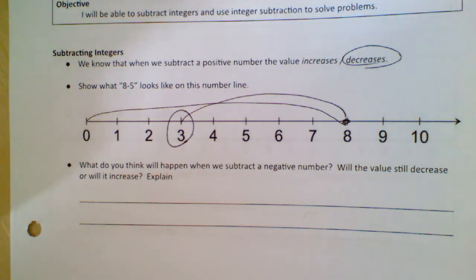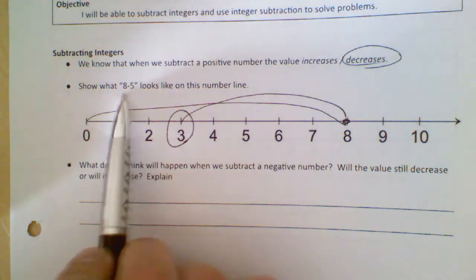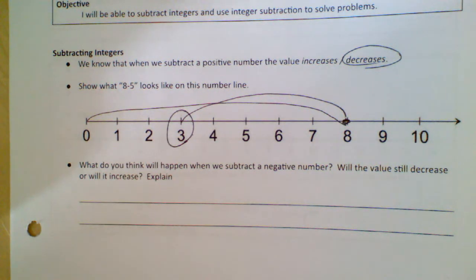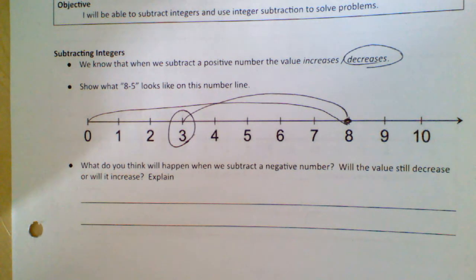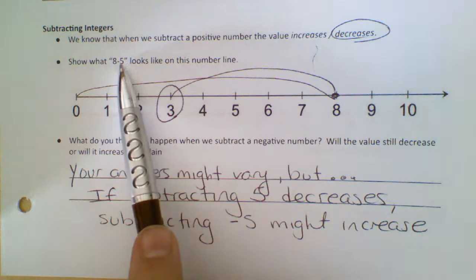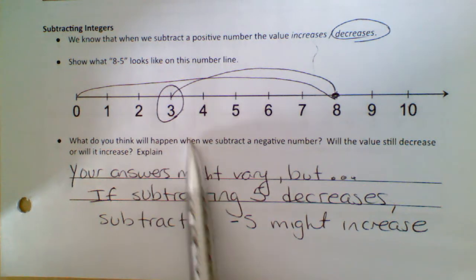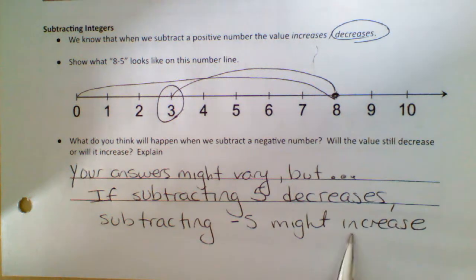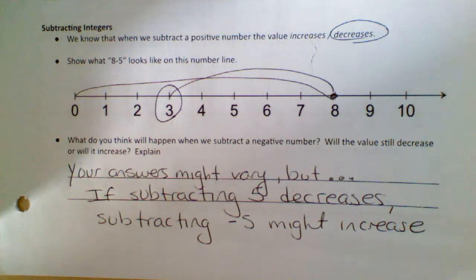So what do you think is going to happen if instead of subtracting 5, we subtract negative 5 instead? Will the value still decrease or will it increase? So hit the pause button right now while you respond to that, and then unpause to check your answer. So again, your answers might be different. It's not a right or a wrong thing. One thing you might have said is that we know that subtracting a regular positive 5 decreases the number, and so you might have said that subtracting a negative 5 might increase the number.